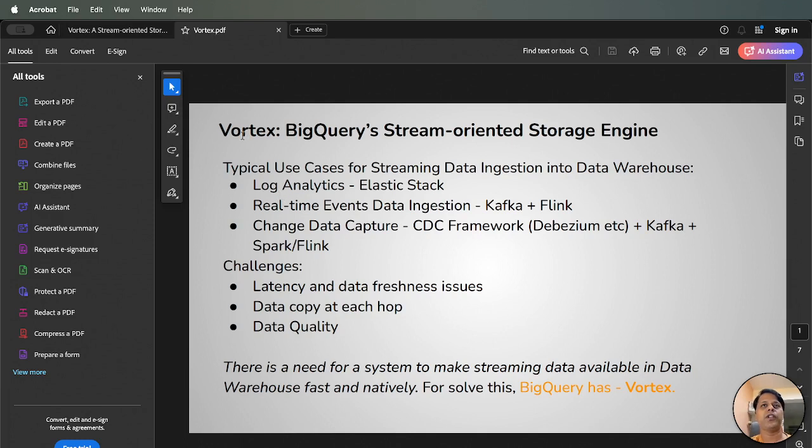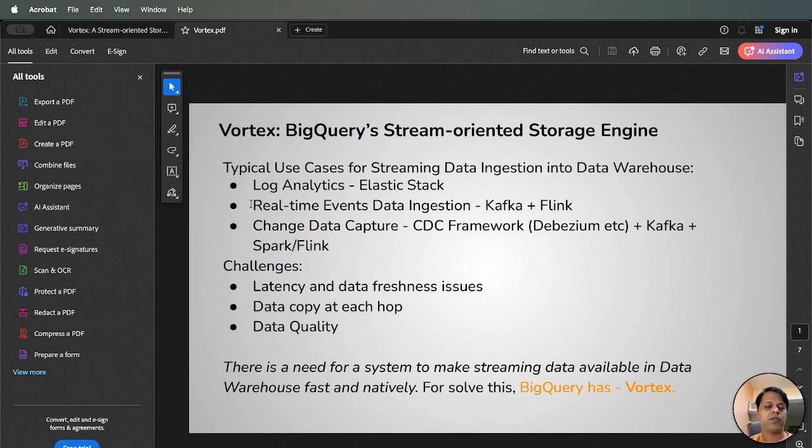Okay. So let's see what this paper is related to. This is for Vortex, which is the system, the stream-oriented storage engine behind the scenes of BigQuery. So as of now, we have seen multiple BigQuery components, right? Colossus, Dremel, Jupiter, then Capacitor, all of that. And mostly BigQuery is a cloud data warehouse. But nowadays we are looking at more and more streaming use cases.